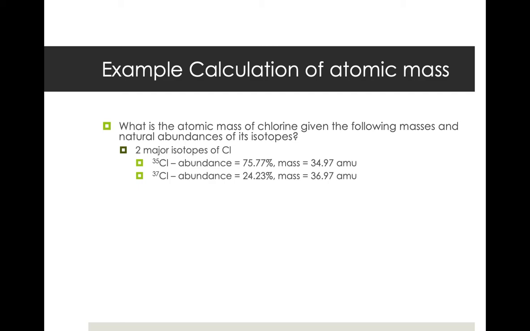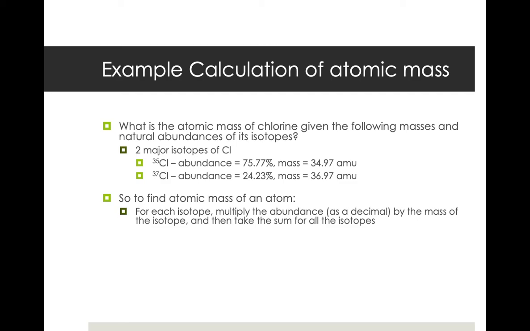Now, setting up this calculation to use that weighted average, basically what we're going to do is take the percent abundance and make it a decimal instead. So we're dividing it by 100 to make it a decimal. And then we're going to multiply it by the mass that particular isotope has. And we're going to do that for each isotope and then just add them all together.